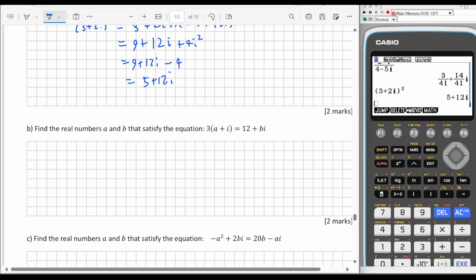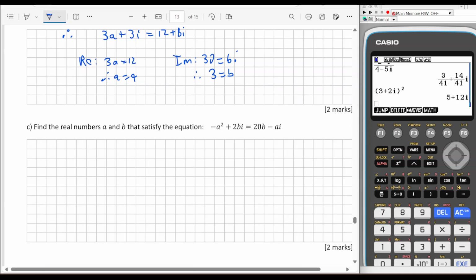Find the real numbers a and b which satisfy this equation. So the left-hand side expands out to 3a plus 3i equals 12 plus bi. So the right-hand side doesn't change. So you can read off the real bits and the imaginary bits. So from the real equation, 3a equals 12. So a is 4. And from the imaginary bit, we've got 3i equals bi. So therefore 3 is b. Well, 3 is b. Done.